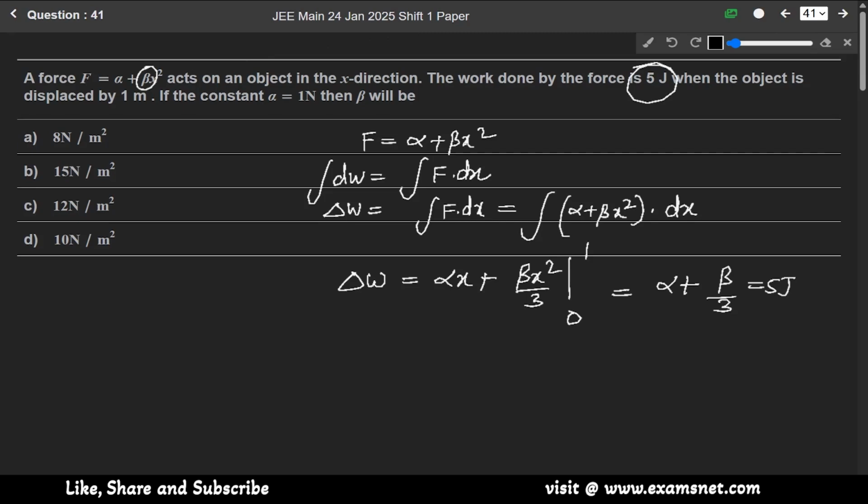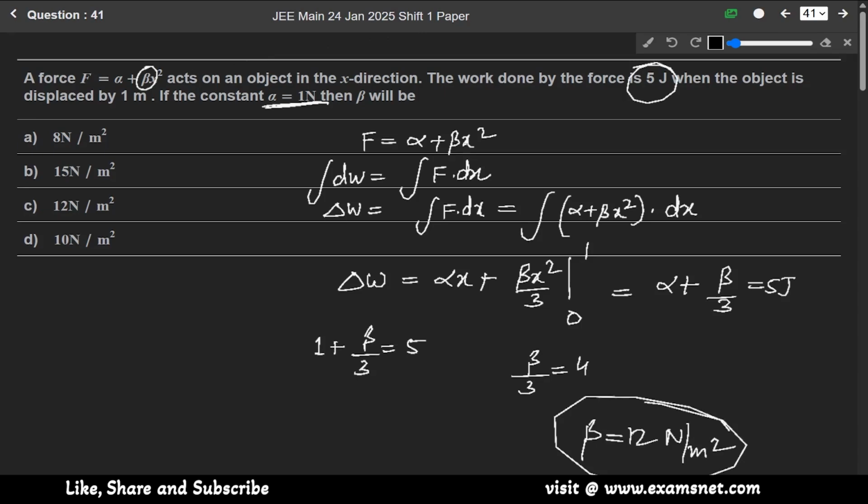We are given that alpha equals 1. So 1 plus beta over 3 equals 5. So beta over 3 is equal to 4. So beta is nothing but 12 Newton per meter square. Means option C is the correct answer.